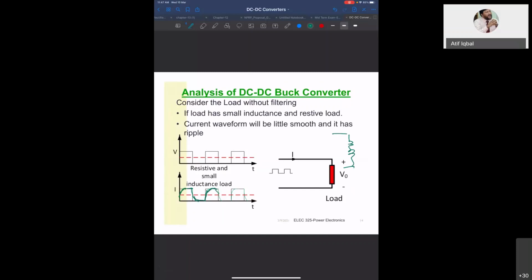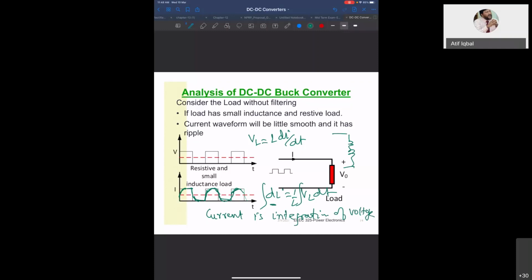It starts shaping itself nicely. Because the voltage across the inductor is L di by dt, di is equal to VL times 1 by L integral dt. So it is integration. Current is the integration of the voltage.